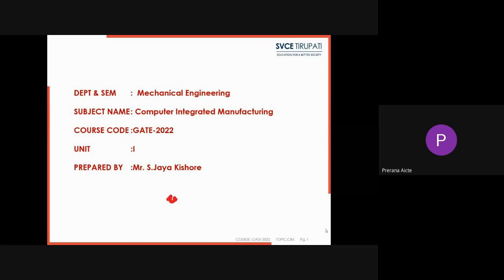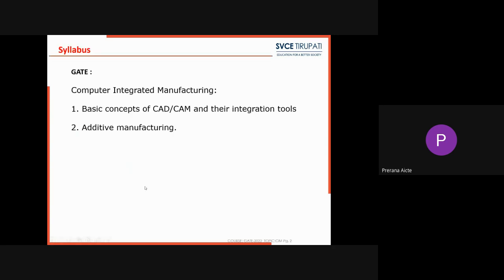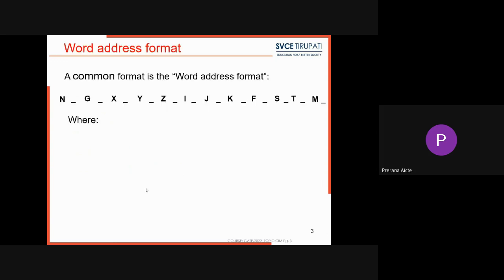So today we are going to discuss computer integrated manufacturing related topics in GATE 2022. GATE is basically about computer integrated manufacturing. It consists of two parts. The first one is the basic concepts of CAD/CAM and their integration tools. The second one is additive manufacturing. Additive manufacturing has been introduced from this year onwards in GATE. So let us see.